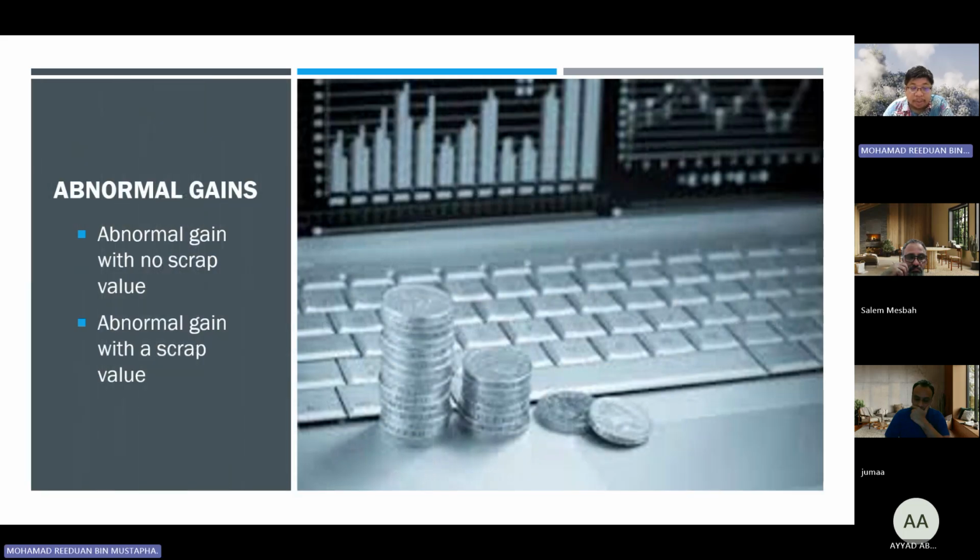Okay, so the abnormal gain with no scrap value, abnormal gain with the scrap value. So the scrap value is normal, in your organization, we produce scrap that has value. That is your nature of business. If it doesn't have value, then you have nothing to do with that, because you need to dispose of all that scrap.